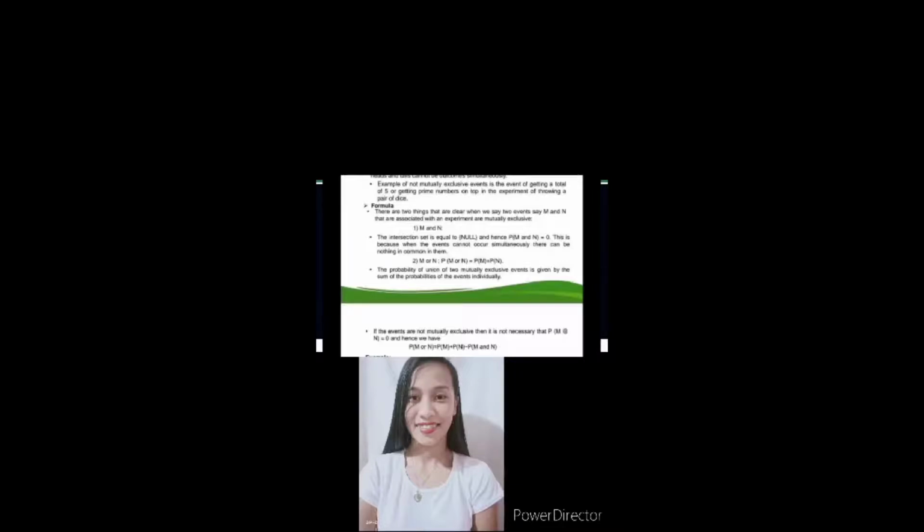Then third, the probability of the union of two mutually exclusive events is given by the sum of the probabilities of the events individually. If the events are not mutually exclusive, then it is not necessary that P(M and N) equals 0, and hence we have this one. Look at this one.